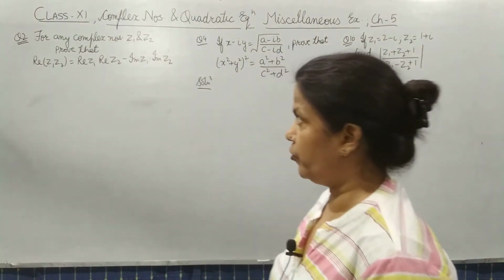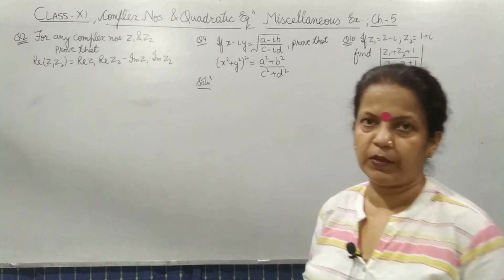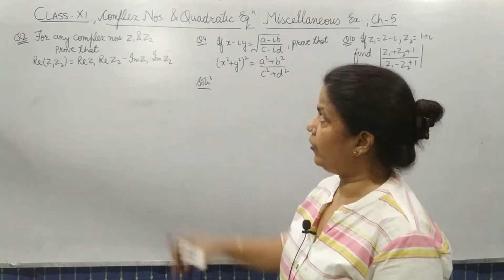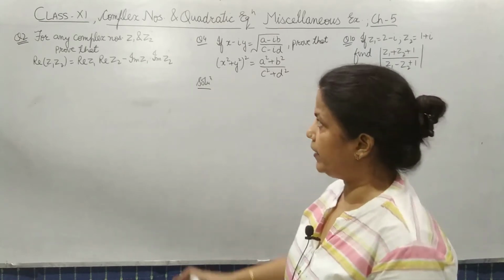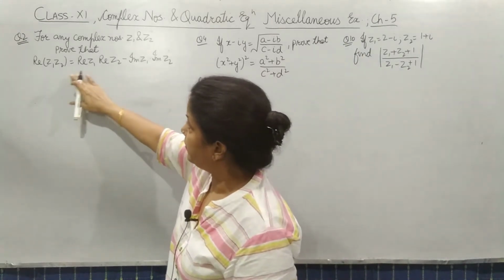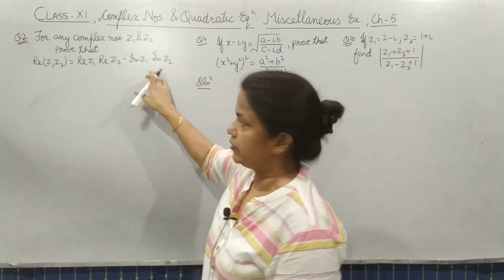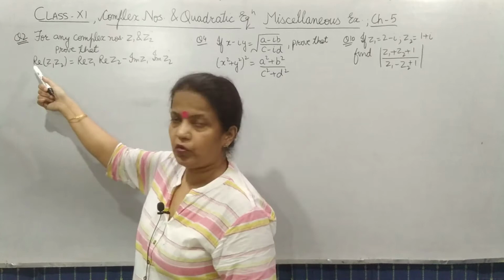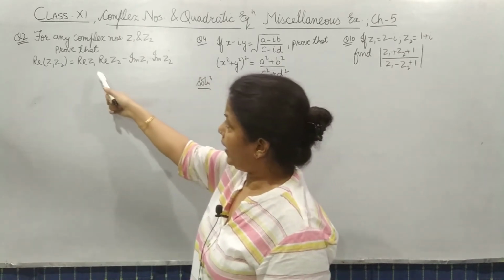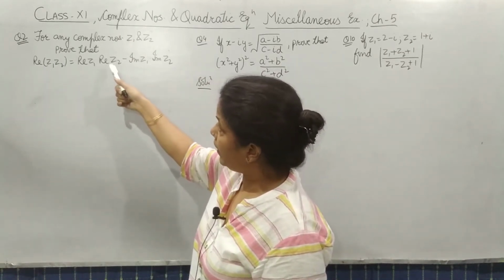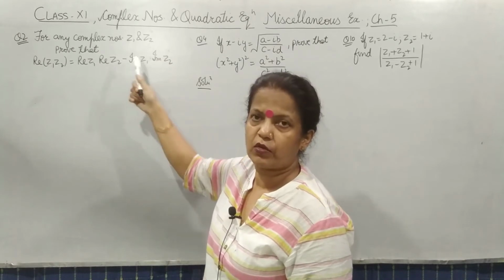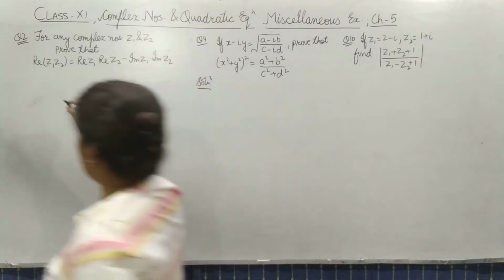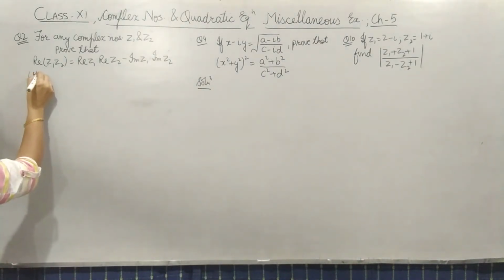Let's take the important questions from complex number miscellaneous exercise. Question number 2. For any complex number z1 and z2, prove that real part of this equal this. अब यहाँ पे देखिए, real part of z1 into z2, and here the real part of z1 multiply real part of z2. Same way for the imaginary. So first we will take the LHS part.